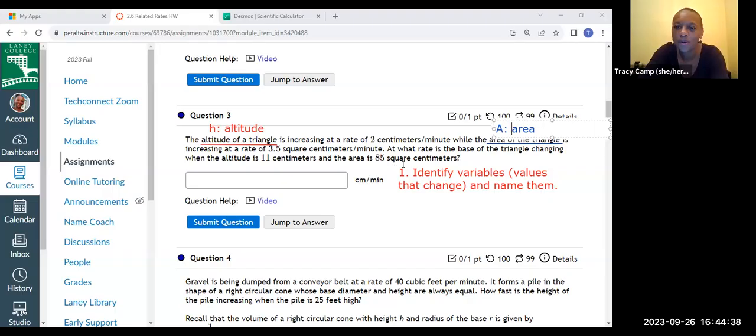Then it says, at what rate is the base of the triangle changing? So that's another value that's changing, the base. The base of the triangle is also changing. So let's just call the base B, B for base. So B is my base. That's what I recommend you do for your first step. And once you've done that, my recommendation is that you write an equation that relates your variables.